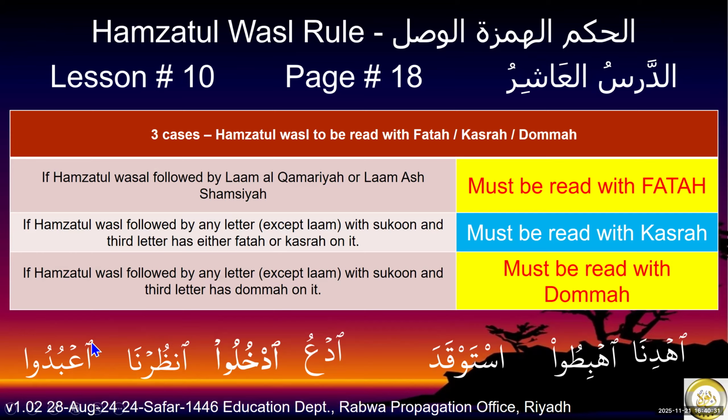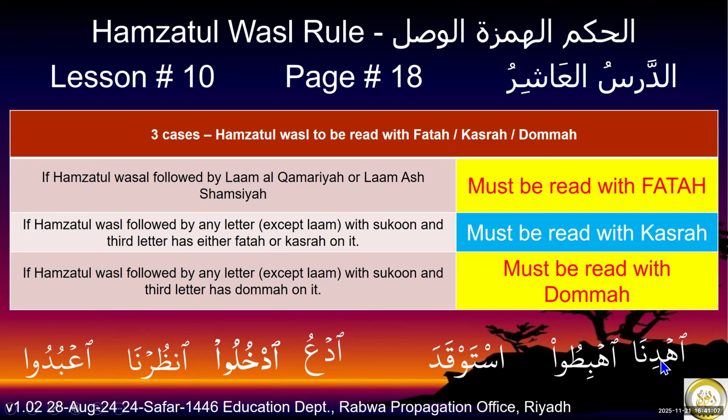Here it is Hamzatul Wasal followed by ain with the sukun sign. The third letter has dhamma, so this Hamzatul Wasal must be read with the dhamma. So how to read it? Ud'u, udkhulu, unzurna, ubudu. All these are read with the dhamma. So now two things are gone. Fatha is reserved for the Qamariya and Shamsiya, and Dhamma is reserved for a third letter with Dhamma. So which is the leftover now? Only Kasra is leftover.